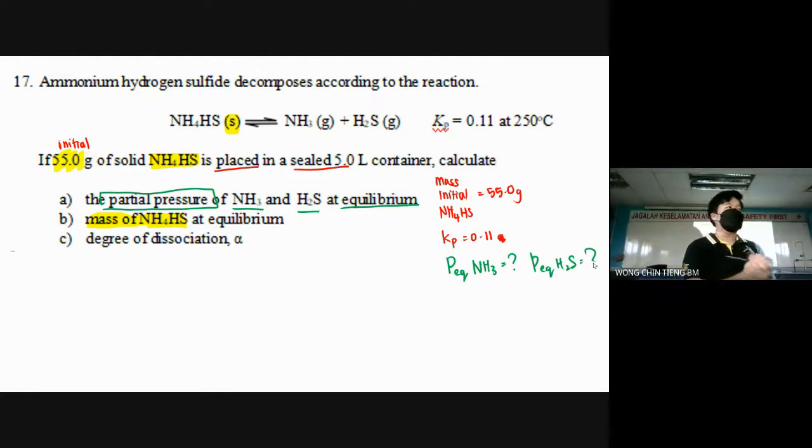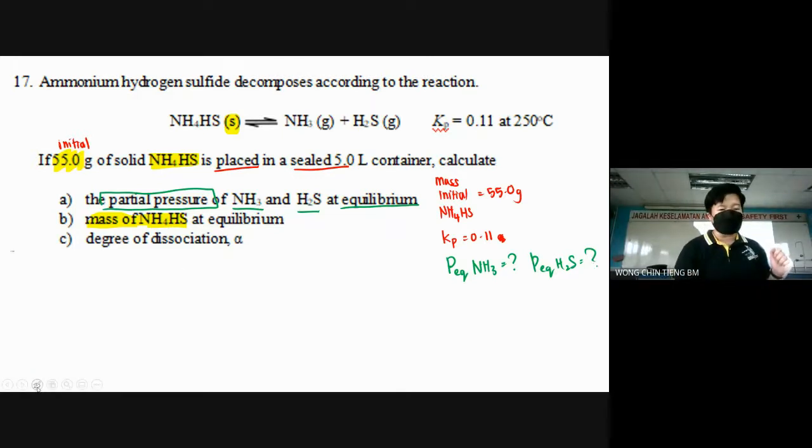Okay? So kita akan buat ice table. Dan soalan saya, ice table boleh buat dalam number of mole, boleh buat dalam mass, boleh buat dalam concentration. Soalan ni, ice table dalam partial pressure. Alright? Biasanya ice table kita memang buat untuk 3 tu je. Concentration, pressure, number of mole. Kita takkan buat ice table untuk mass. Ingat yang tu. Alright? 3 ni sahaja. Tak boleh buat ice table untuk mass.